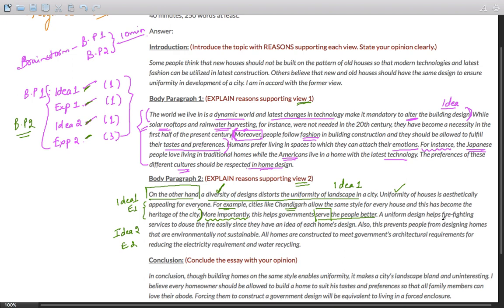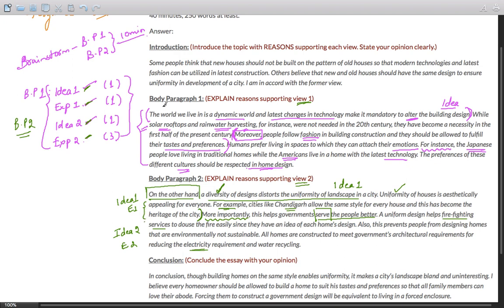A uniform design helps firefighting services. So this is something very specific: to douse the fire easily, since they have an idea of each home's design. That's pretty self-explanatory. Also, this prevents people from designing homes that are environmentally not sustainable. So you can reduce electricity bills by following a uniform housing structure, since that structure is basically conforming to some of the preferences of the government. I've not written it over here, but there are some governmental preferences to reduce the electricity bills and, of course, for providing better water services.